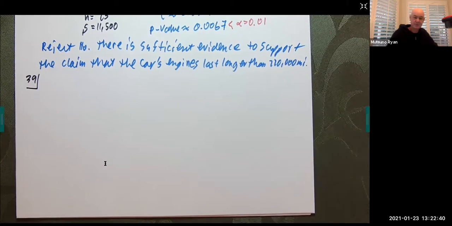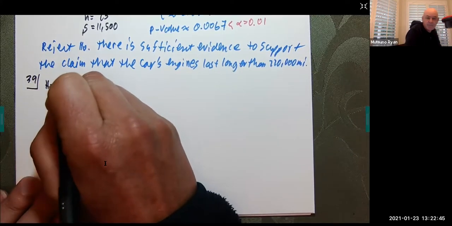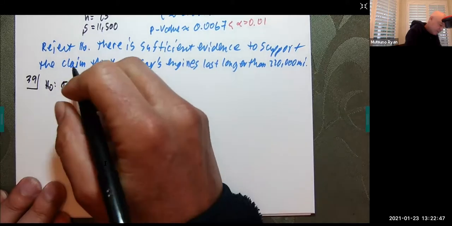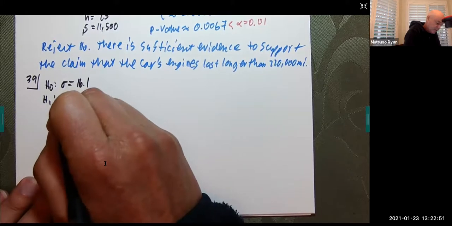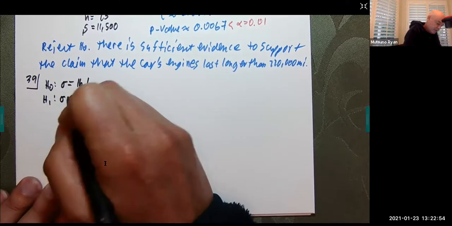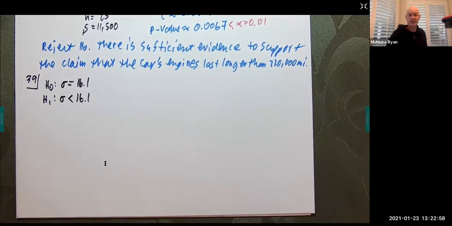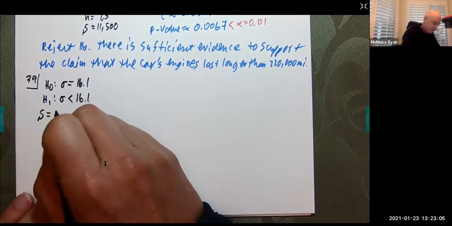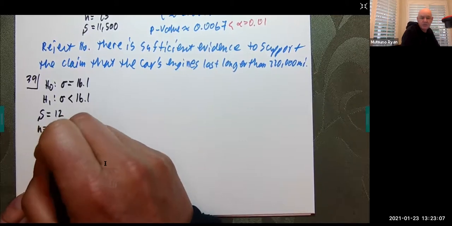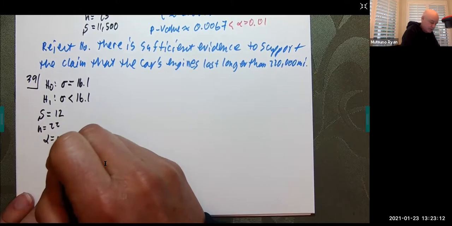So this is gonna be a chi-squared distribution. Let's start with our null hypothesis. 16.1. And she's claiming the girls are less than 16.1. So this is gonna be a left tail. And they give us that the sample standard deviation is 12, N was 22, and alpha is 0.01.